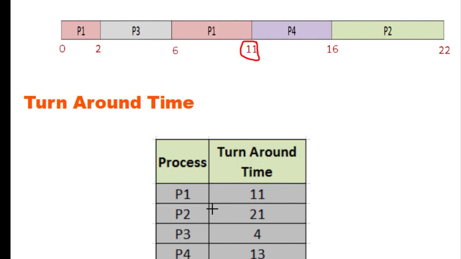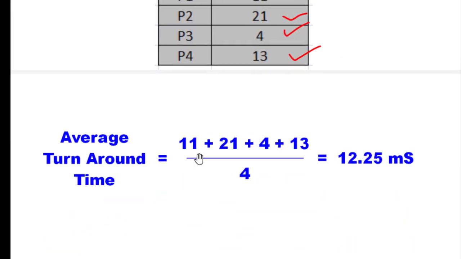Now regarding P2, it ends at 22, but it arrived 1 millisecond late, so we subtract this 1 millisecond from 22, so we get 21. Then for P3, it ends at 6, but 2 is the arrival time, so 6 minus 2 is 4. And for P4 it is 16 minus 3, because 3 is the arrival time, so we subtract that. So finally the average turnaround time is 11 plus 21 plus 4 plus 13 divided by 4, that is 12.25 milliseconds. So this is the average turnaround time for this particular case.